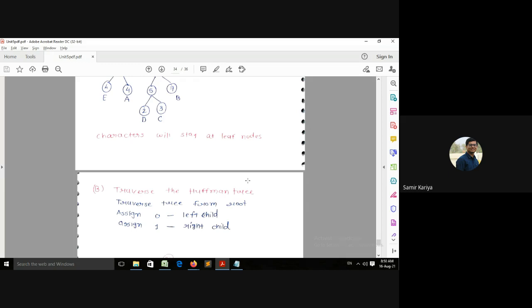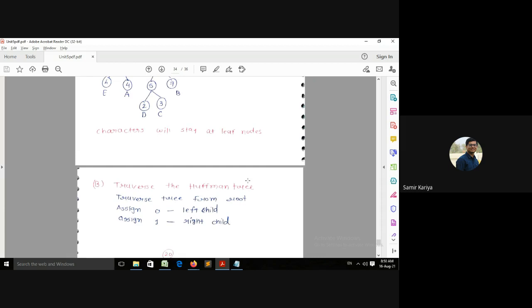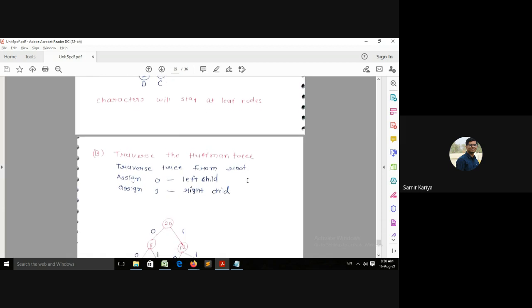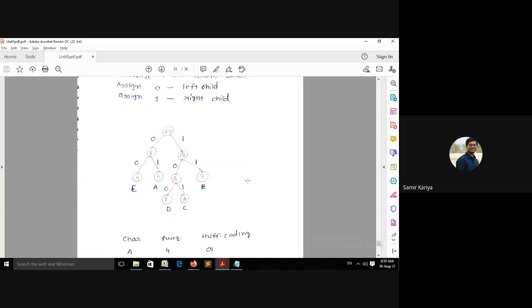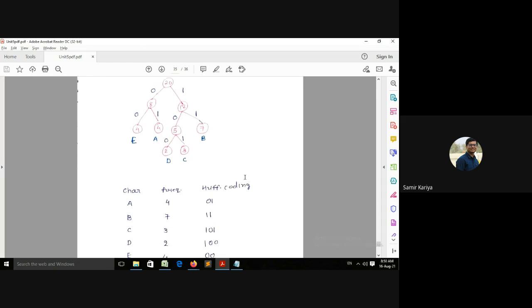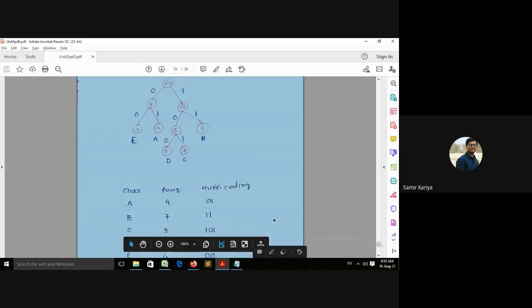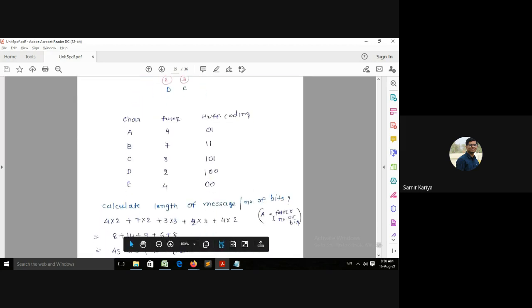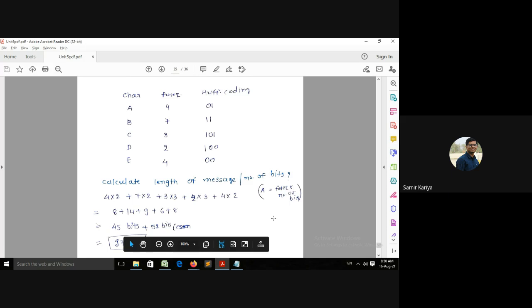Write 0 for the left child and 1 for the right child. So we'll get the Huffman coding for this one. For example, if you want to send capital A, you send 01. For capital E, 00. For capital D, it's something like 100. So this is the table, and here the code length is variable.